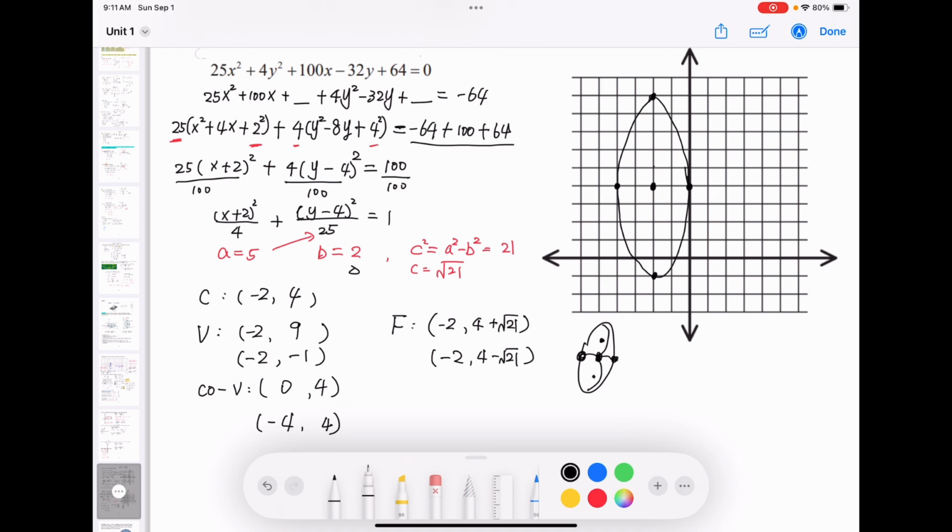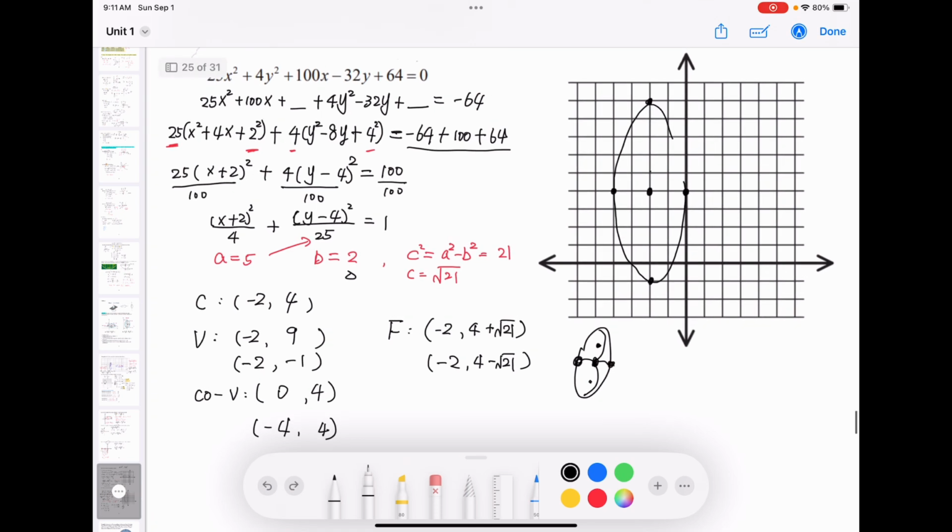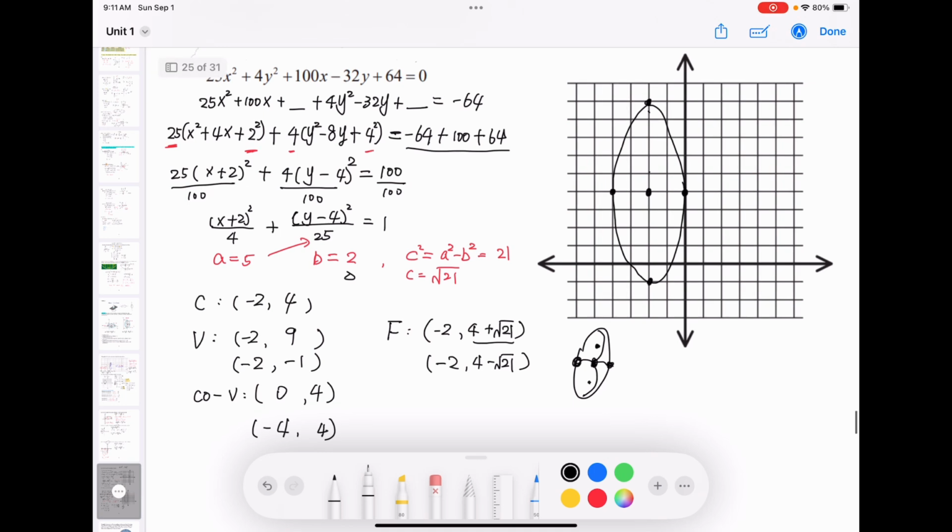And then we can also find our foci. So our one focus is here. 4 plus square root of 21 is about 8 point something. So let's say this is my focus, and another focus is about here. So I found my foci, vertices, and the center.